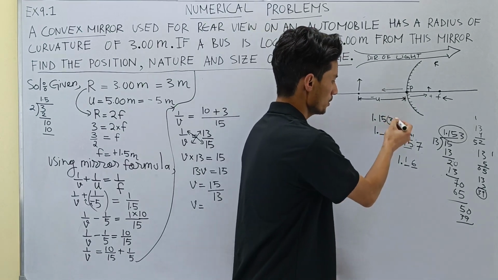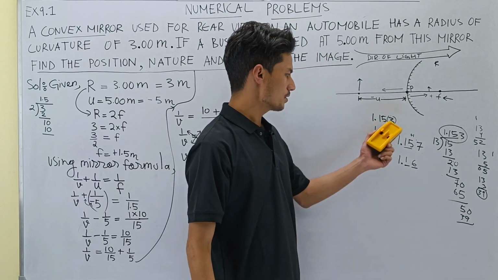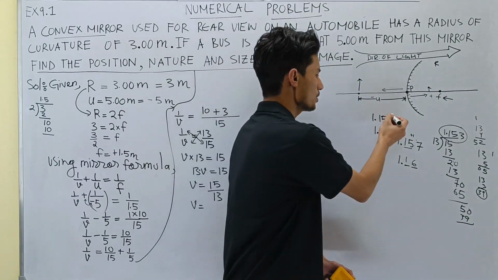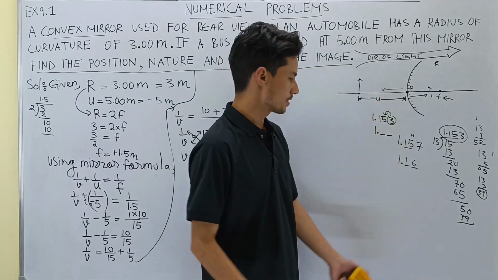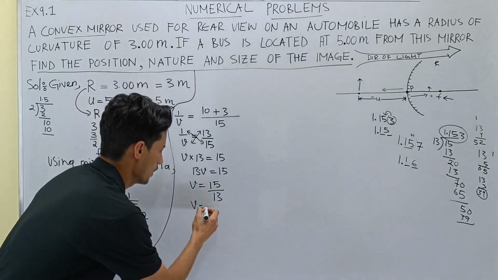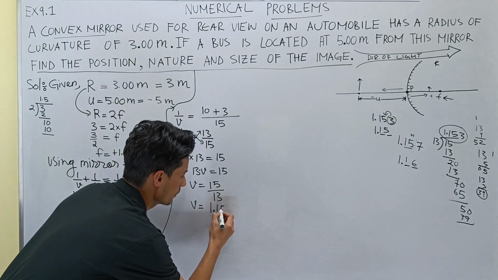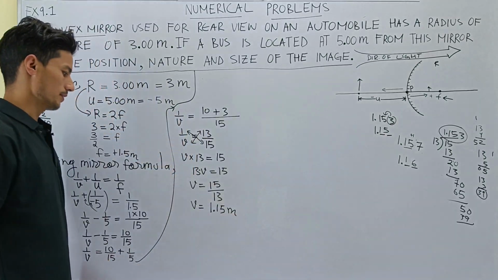So the third number, we will check, is this bigger than 5 or less than 5? This is smaller than 5. That means this will not contribute to rounding off the 5. So 5 will remain as it is. So it will be 1.5. Okay. So the final answer is 1.15. Don't forget the unit, which is meters.